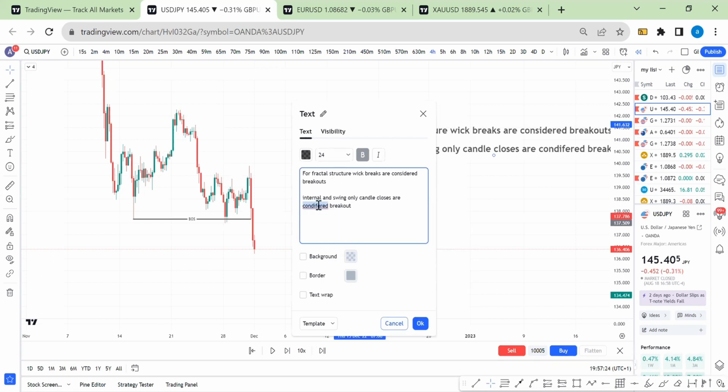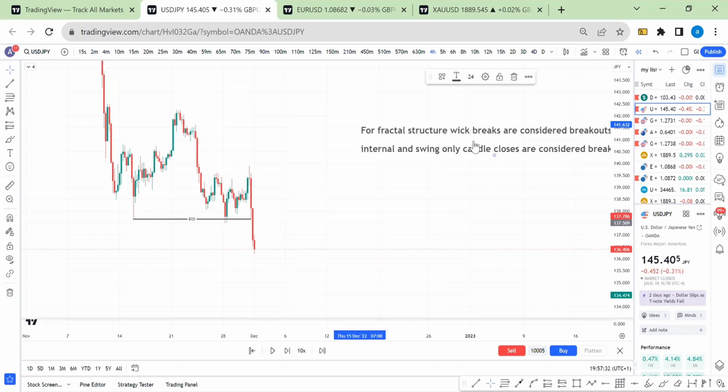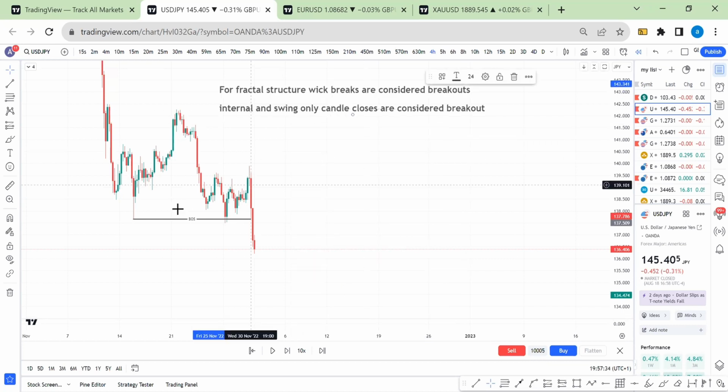Oh God, this is considered. What did I type? Considered breakout. Okay? So for example, this is not a swing break. This weak break is not a swing break. But the base fractal structure will consider it as a break. But for swing and internal, it's not considered as a break.